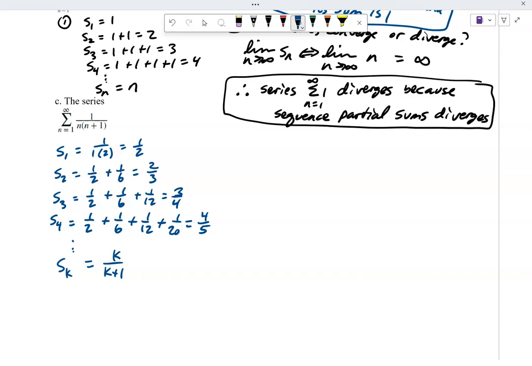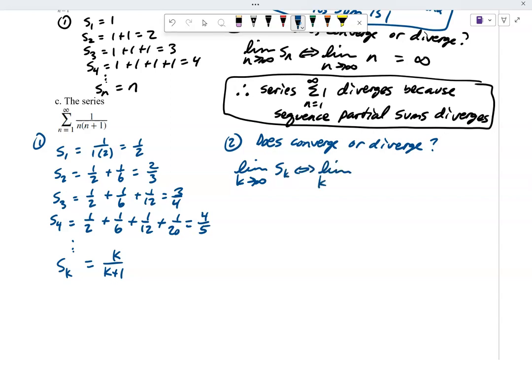So then the second question, after I do the sequence of partial sums, does it converge? Does the series converge, or does the series diverge? So limit as k goes to infinity of s sub k, so limit as k goes to infinity of k over k plus 1. Again, we've got L'Hopital's rule, infinity over infinity, but we'll do this algebraically again. Good practice. Divide by k.